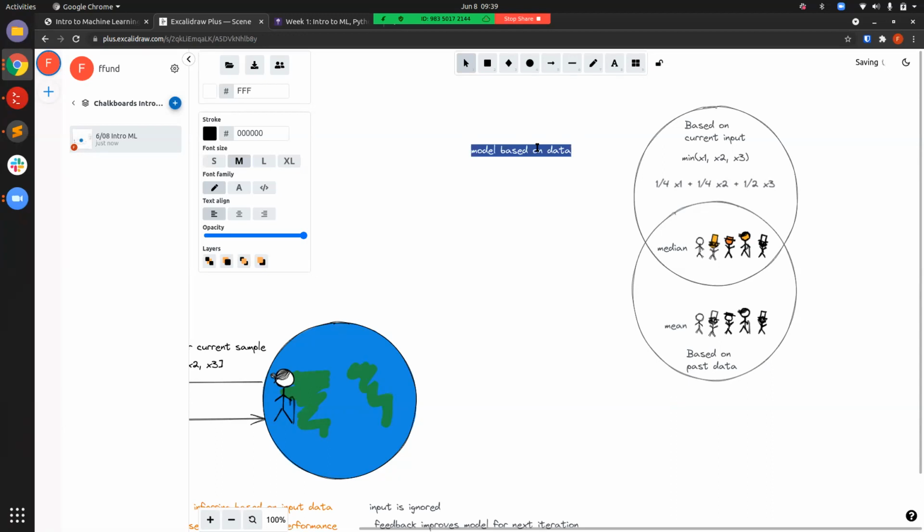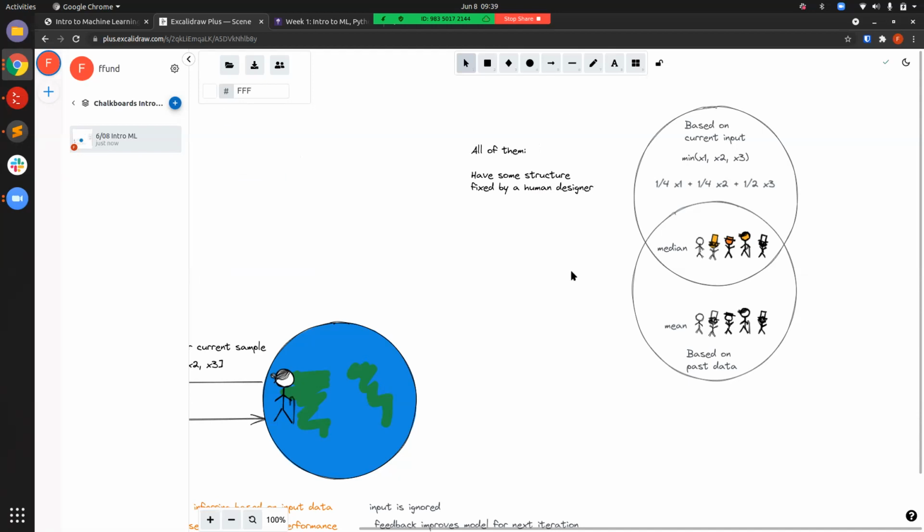What do they all have in common? Is there anything that all have in common? Okay. I'm going to say all of them have some structure that's fixed by a human designer. So I myself am the human designer of all these systems, and each of them has some structure to them that's fixed by me.